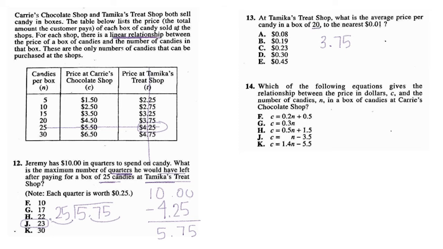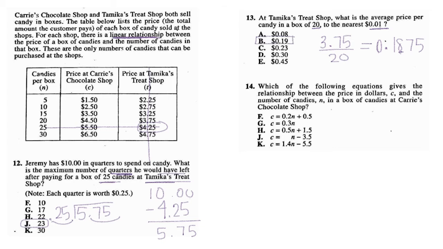And so 20 candies, box of 20. We're going to divide this by 20. We can type that in our calculators and see what we get. It's amazing what calculators can do for us. It looks like I get 0.1875. We need the nearest penny, so we would have to round this 18 up to a 19. So 13 is answer choice B.